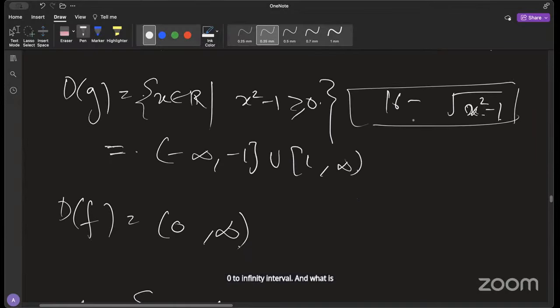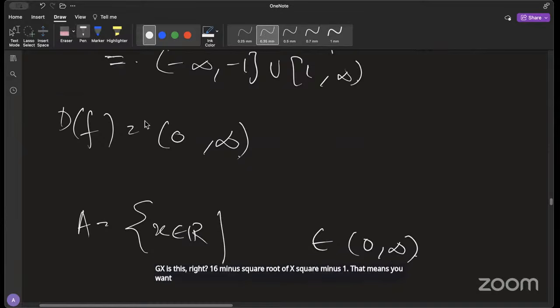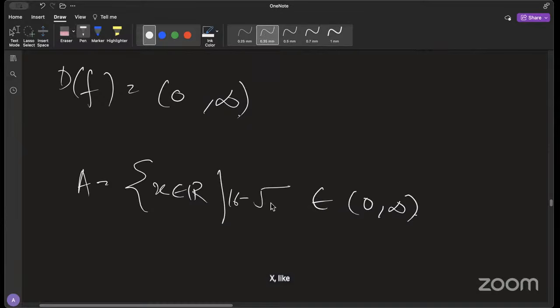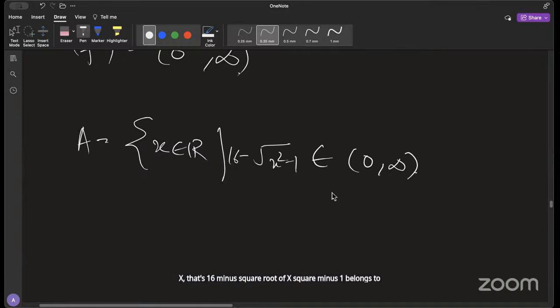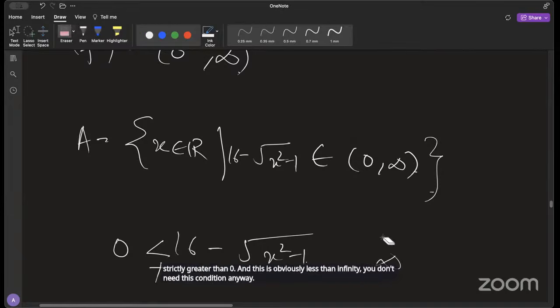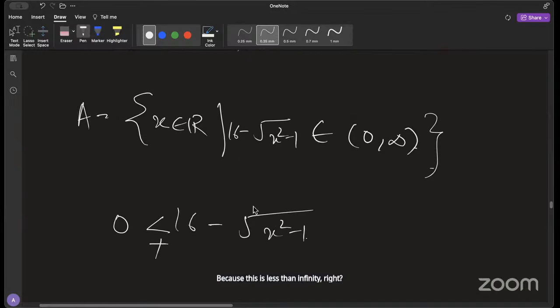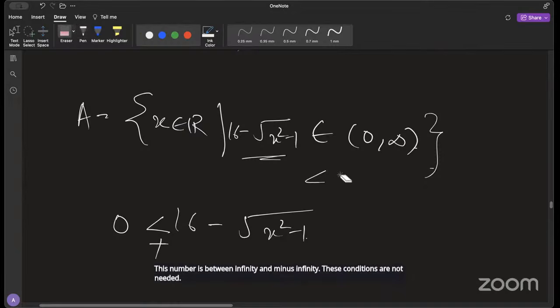And what is g(x)? g(x) is 16 minus square root of x square minus 1. That means you want x such that 16 minus square root of x square minus 1 belongs to this interval. Let's find such x. I want 16 minus square root of x square minus 1 to be strictly greater than 0, and this is obviously less than infinity. You don't need this condition anyway. You can drop this one because this number is between minus infinity and infinity. You can leave this one.